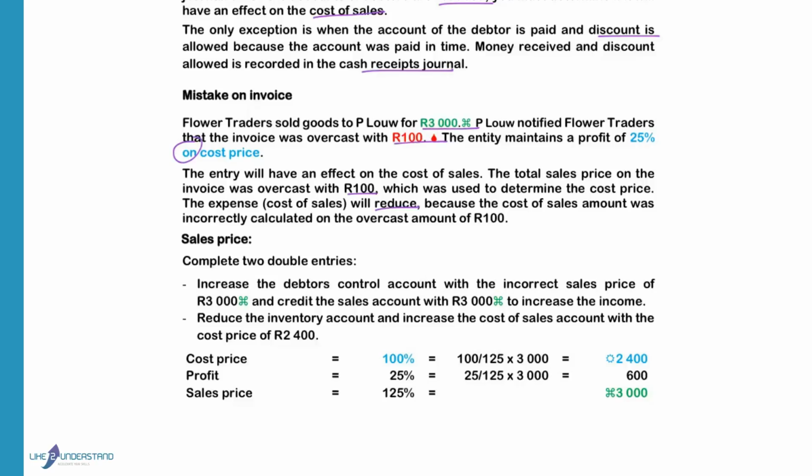Two double entries will be completed. Increase the debtors control account with the incorrect sales of 3,000 and credit the sales account with 3,000, because when this transaction was recorded, you didn't know of the overcast, so the total 3,000 will be recorded. Reduce the inventory account and increase the cost of sales account with a cost price of 2,400.